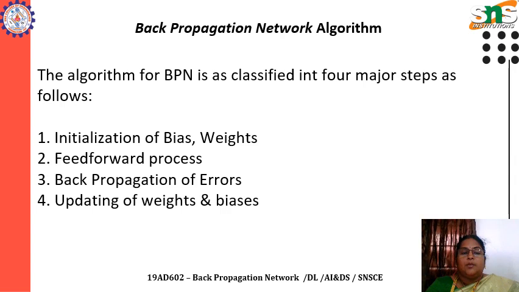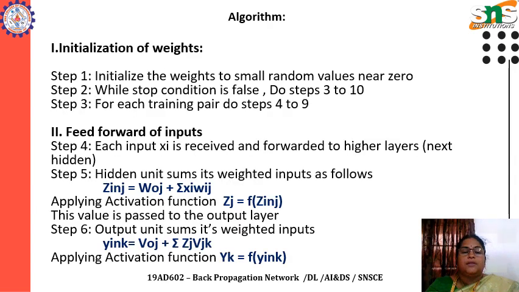Let me explain the back propagation algorithm. It takes four steps: initialization of bias values and weight values, feed forward process, and back propagation of error. If there is any error, it is back propagated, and after finding the error, the new weight and bias have to be updated. Then those values will be sent to the output layer. So this is the step by step algorithm.